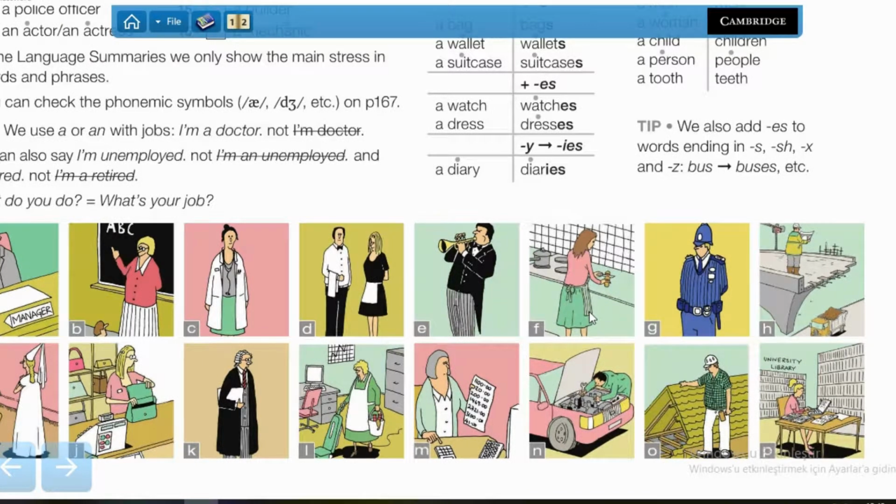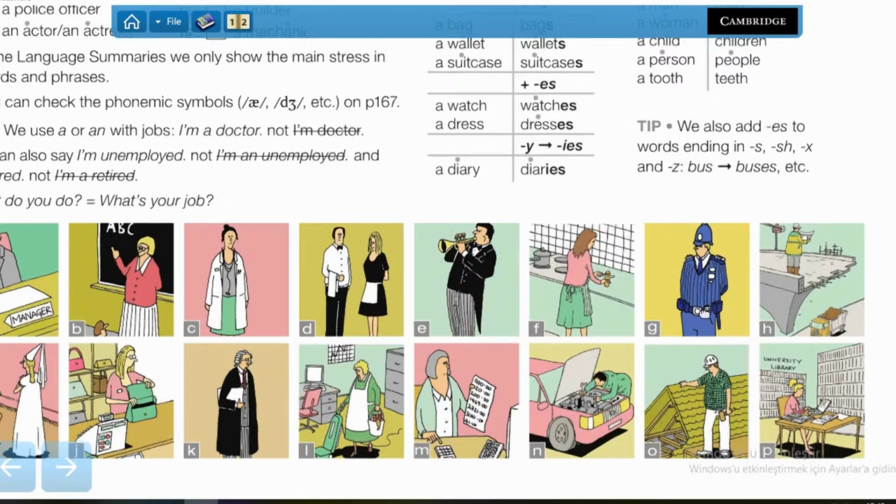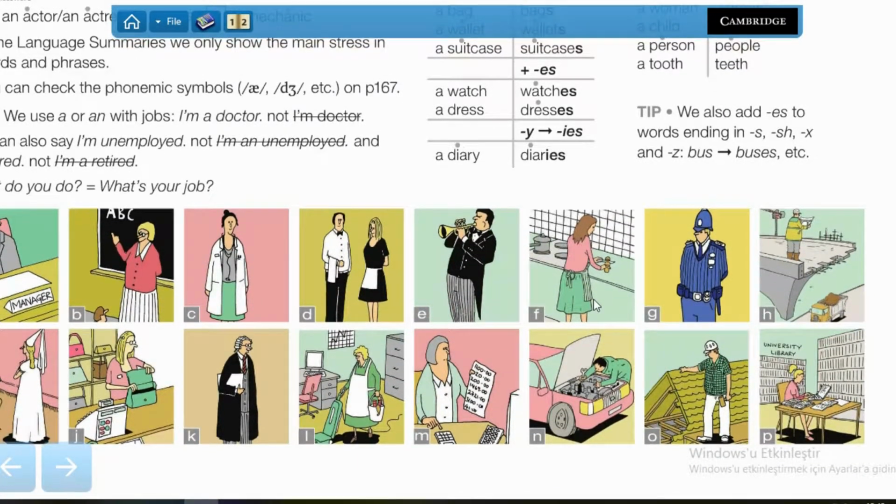And now this is my mom's job. What's her job? She's a housewife. And G, picture G. What's his job? He's a police officer. Or we can say he's a cop. And picture H. What's his job? He's an engineer.